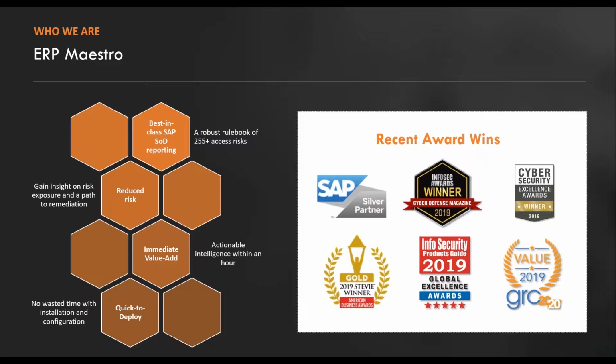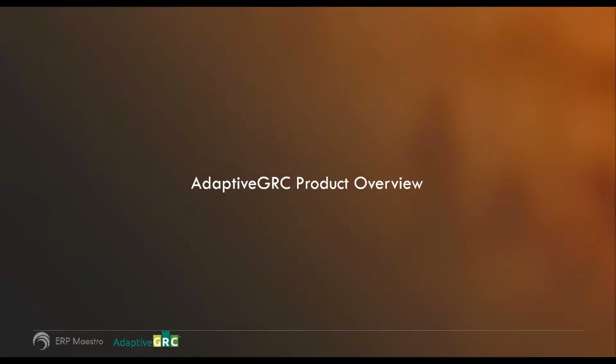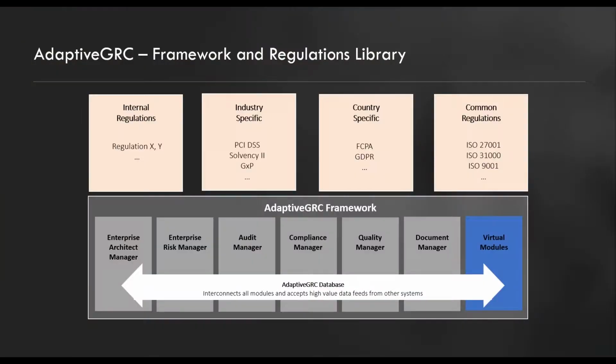Not only are you able to very quickly see what risks might be populated across your landscape, you're also able to take that next step and figure out how might I remediate and rectify these issues. And to the right there, you can also see a number of our recent awards and that we are a SAP Silver partner. And with that, we will begin with a product overview of Adaptive GRC.